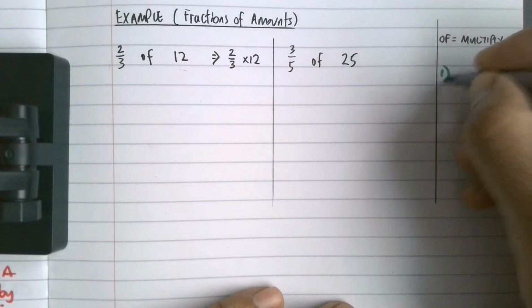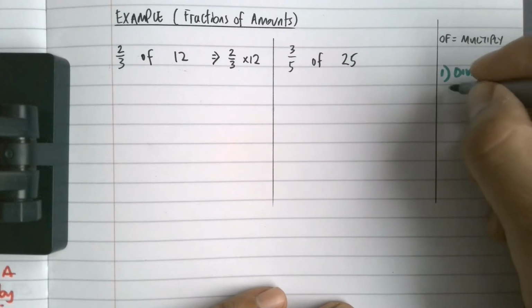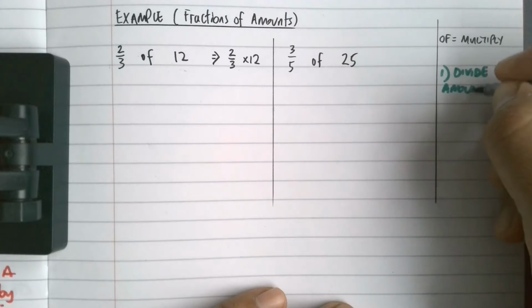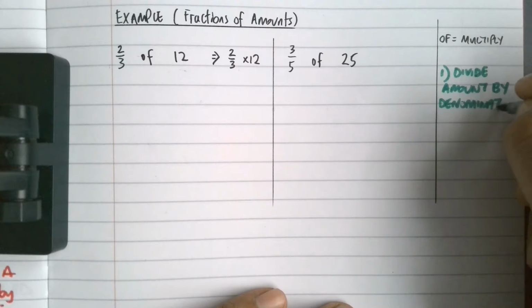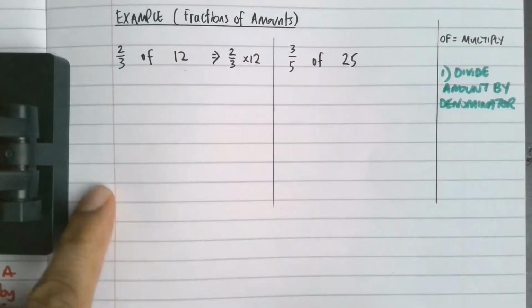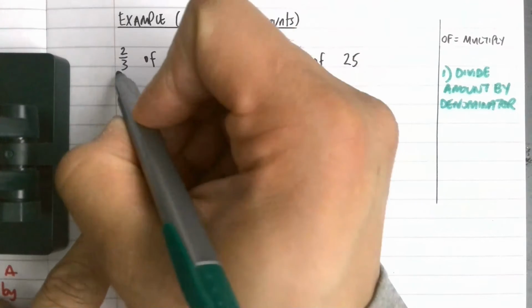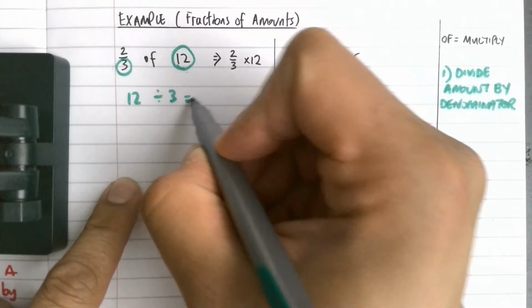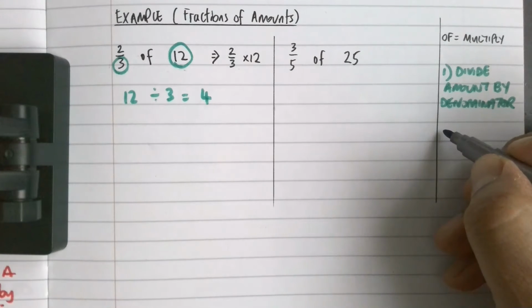So our first step will be to divide by the denominator. We want to split 12 up into 3 equal parts. So divide them out by the denominator. Step number 1, 12 divided by 3 equals 4. So each of those parts is worth 4. There's 3 parts and they're all worth 4.